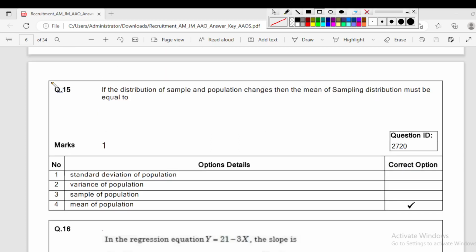Question number 15. If the distributions of sample and population change, then the mean of sampling distribution must be equal to option 1 standard deviation of population, option 2 variance of population, option 3 sample of population, and option 4 mean of population. Option 4 is correct, mean of population.